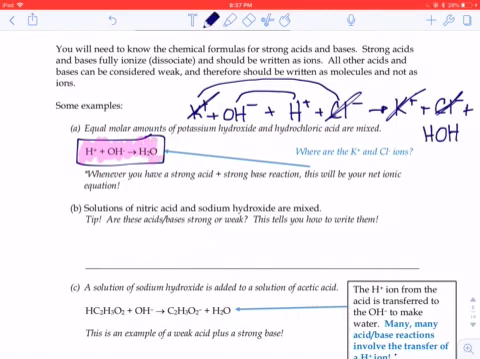So here's another example. Solutions of nitric acid and sodium hydroxide, and it asks you, are these acids strong or weak? Well, nitric acid is on our strong acid list, H plus, NO3 minus. Sodium hydroxide's on our strong base list, Na plus, OH minus. When these start to react with one another, the H plus will go with the OH minus. It's going to make some water in our neutralization reaction. And the Na would go with the NO3.